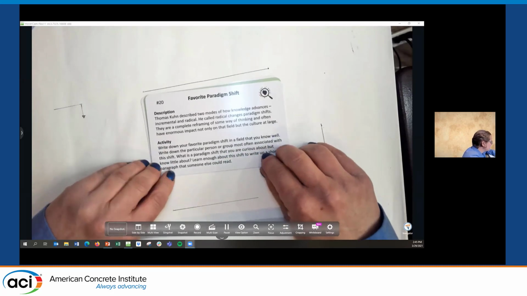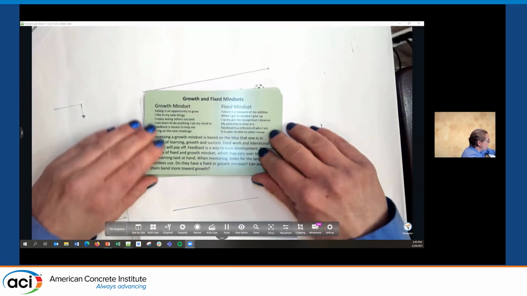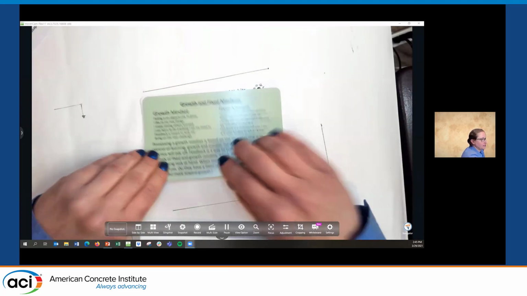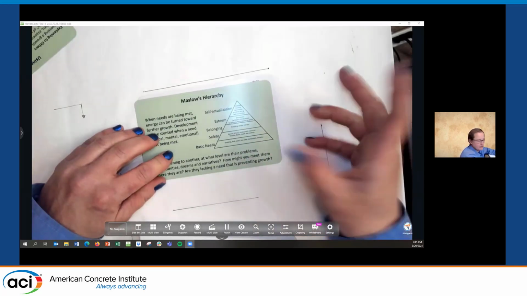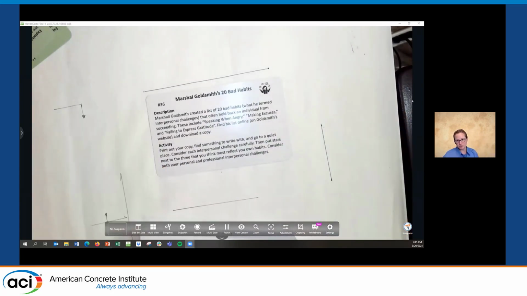Here's the second one. Heather, about one more minute. Okay, so favorite paradigm shift, this was an example of one. They focus on creating different mindsets and using different learning theories. You can even encourage them to think about how their study habits are going and affecting their life.